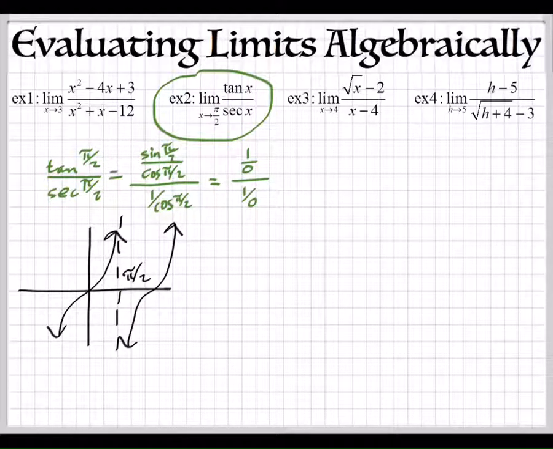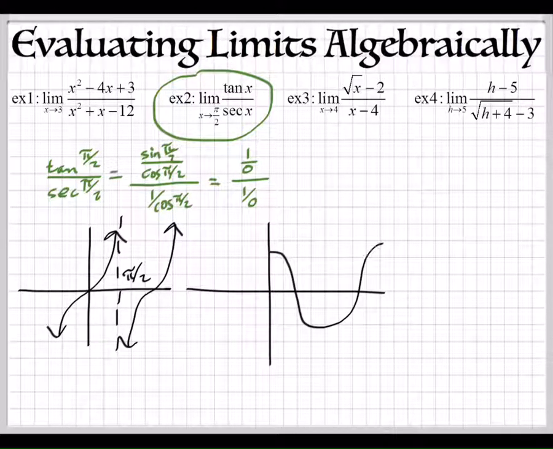And do you guys remember what secant looks like? Secant is related to cosine. If I draw cosine, it looks like this. Cosine is 0 right here, and it's 0 right here. So therefore, secant would be undefined. I should make this a dotted line, because that's not part of our secant graph. However, it helps us see the secant graph.